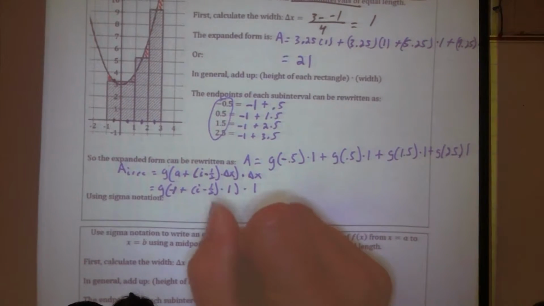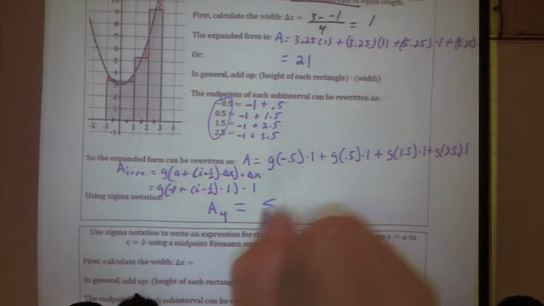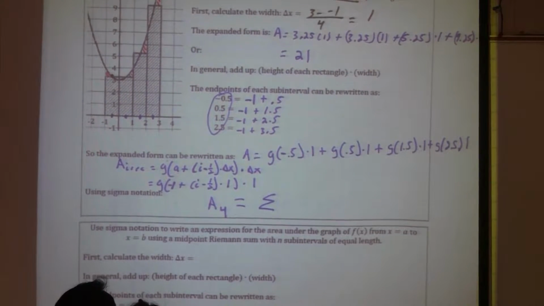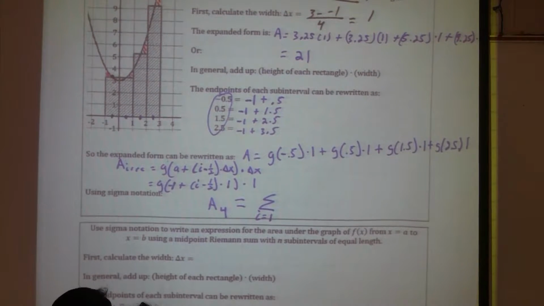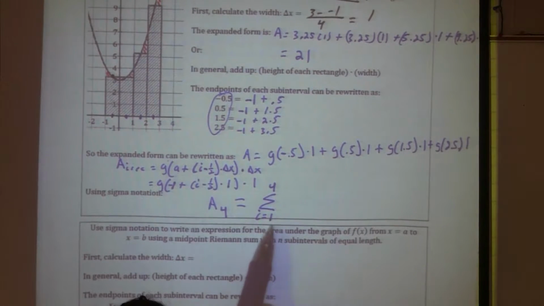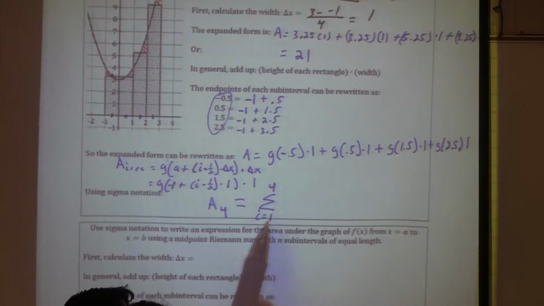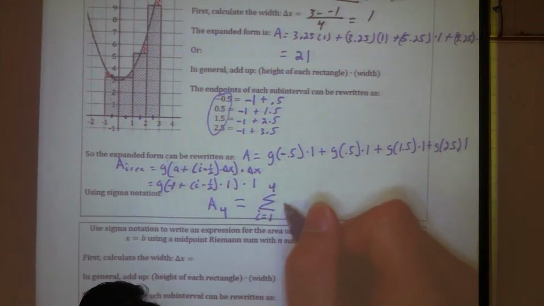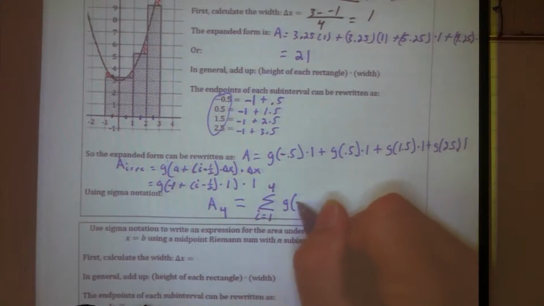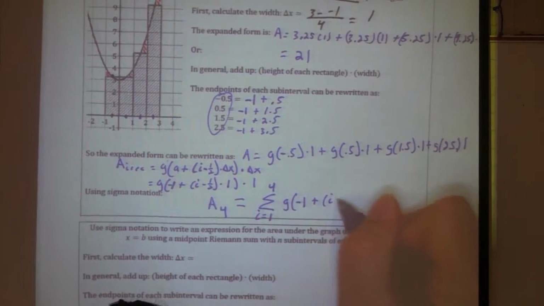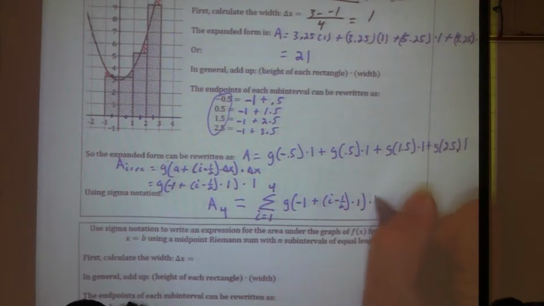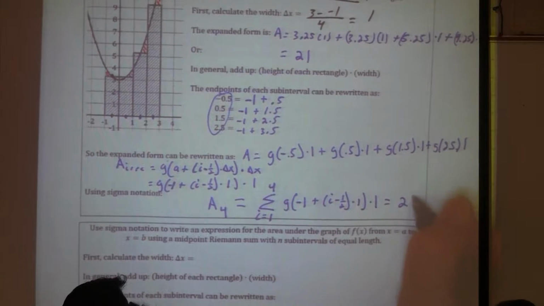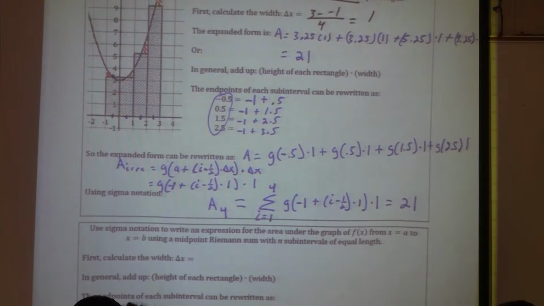What would be the equation for the area of all four of those rectangles? The summation from I equals 1 to 4. Is that always going to be a 1? Yes. Why? Because it's talking about the rectangles that I want the areas of, right? Okay, and then it would be g of negative 1 plus I minus half times 1 times 1. And that should equal what? 21, which is what we got right now.